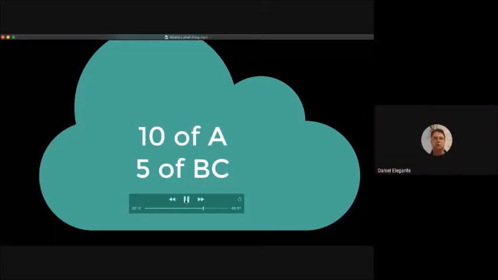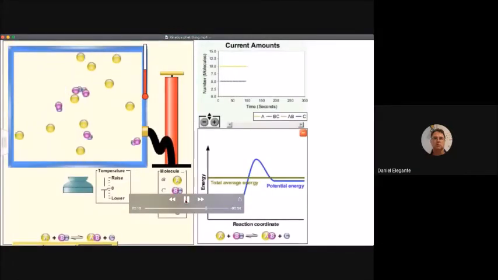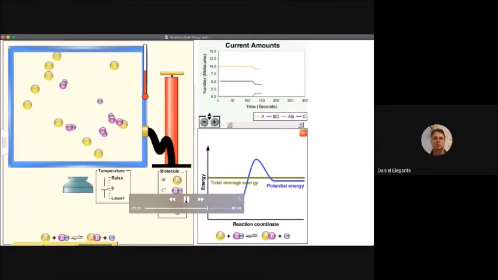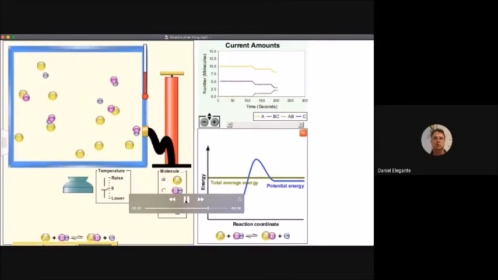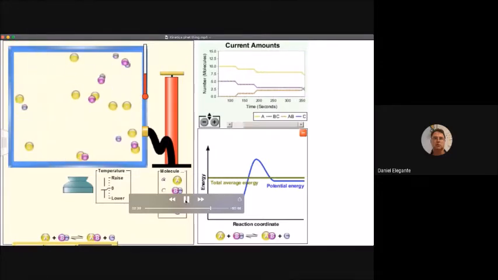Let's double the amount of A and keep the amount of BC the same. So BC, remember, is the purple molecules. And again, you could measure the rate. How fast does it get going?